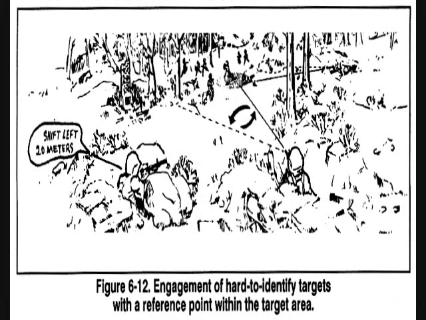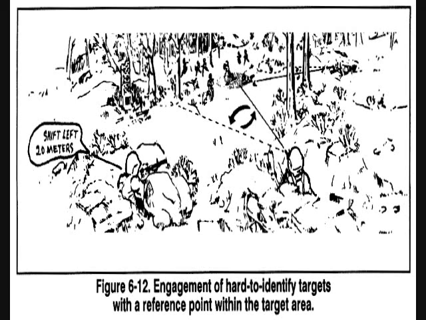A3. Linear target. When engaging a linear target, the automatic rifleman traverses the weapon to distribute fire evenly onto the target. He must cover the entire width of a linear target. The initial point of aim is on the midpoint. The automatic rifleman then manipulates to cover the rest of the target.